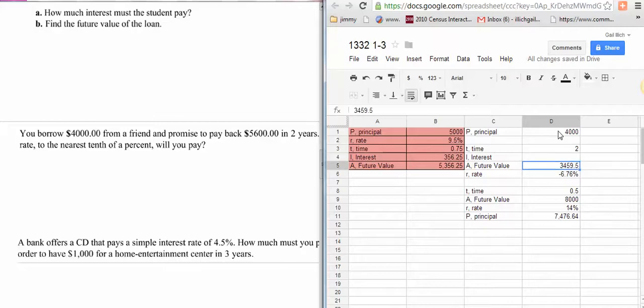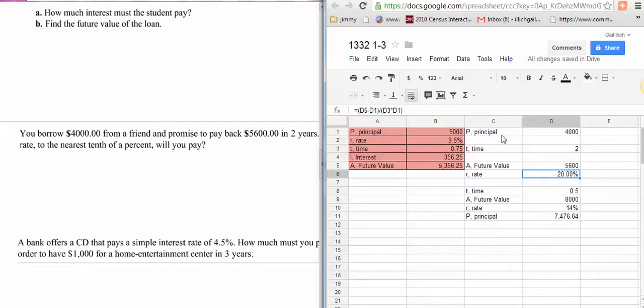And the future value, I'm going to delete this because that doesn't make sense. And the future value is $5,600. That's what we agree to pay the person back. Oh, not 56,000, 5,600. And so that's, wow, that's a 20% interest rate. I'm not sure that that's a friend if they're charging you a 20% interest rate.